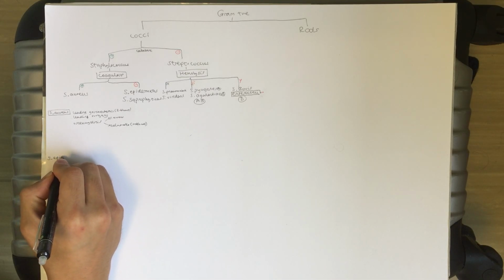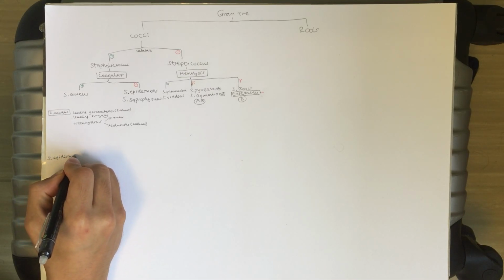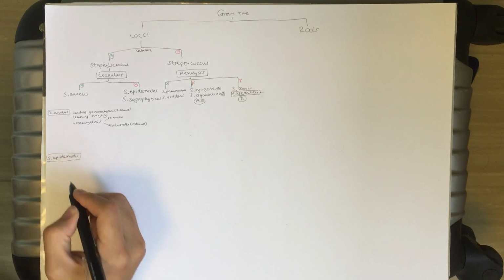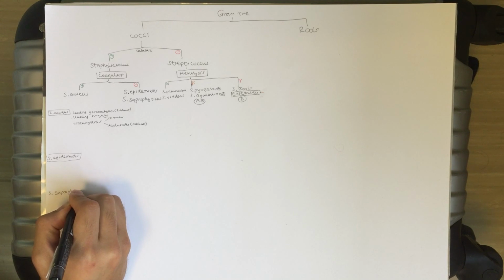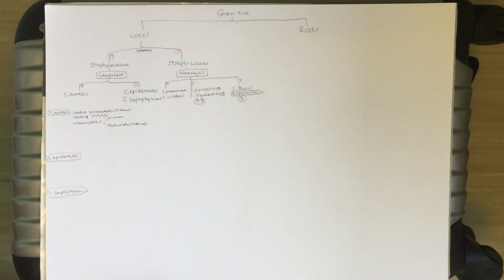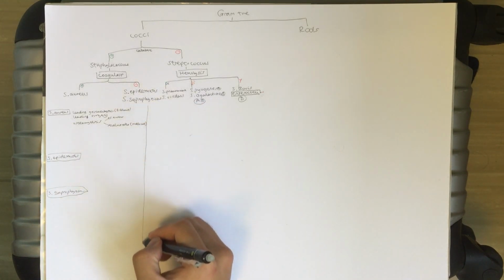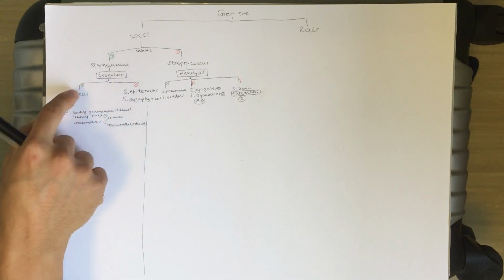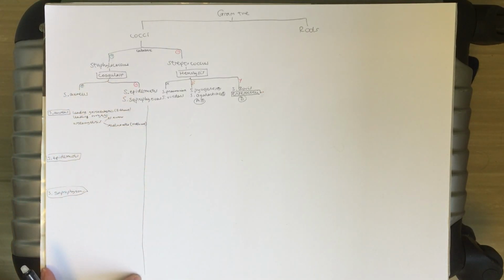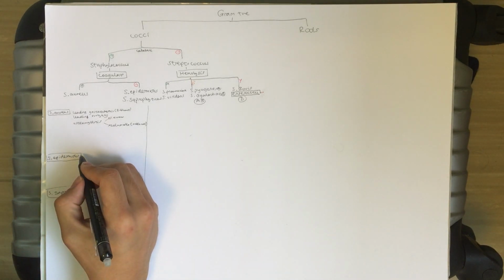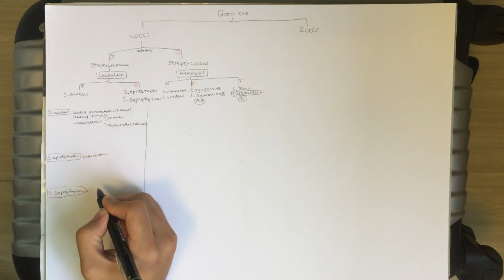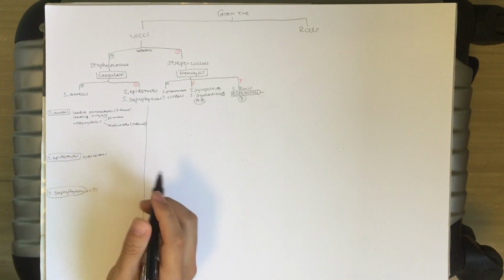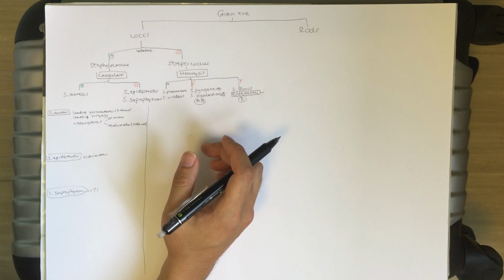Staph epidermidis and Staph saprophyticus. So here, if I just draw a diagram, you have your Staphylococcus like so, and you can write that epidermidis causes endocarditis, etc. This causes UTI in sexually active people.